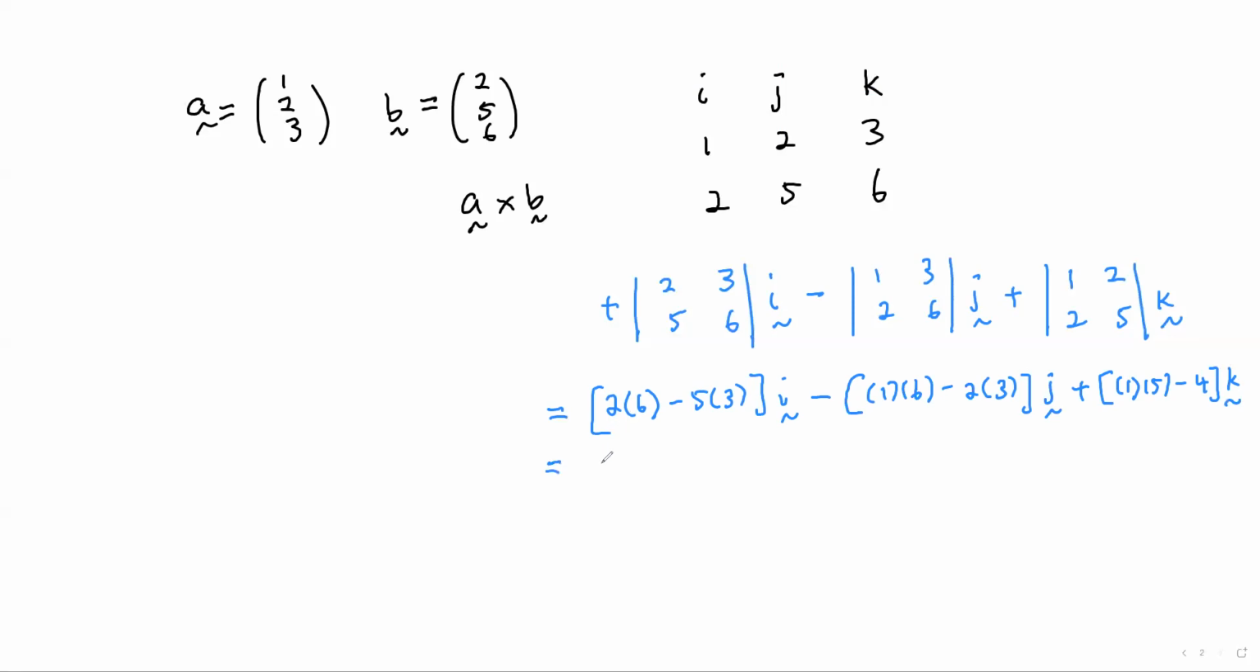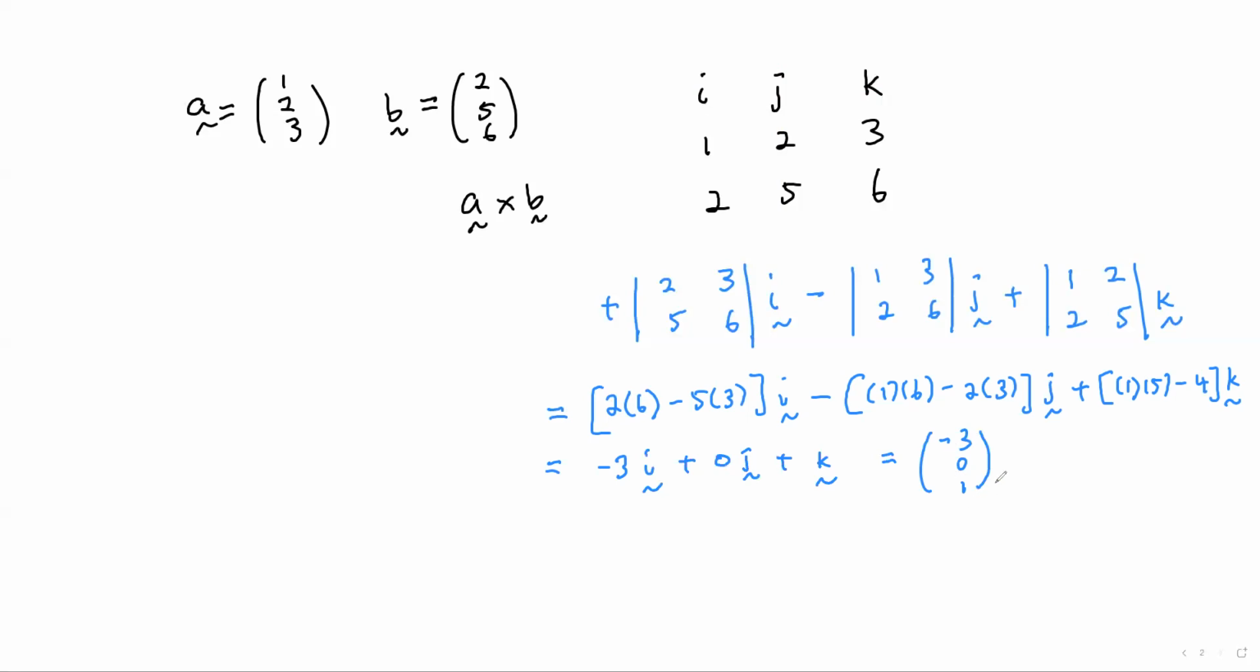That is 12 minus 15, so that will be negative 3i. And this is 6 minus 6, so that's 0. The J component doesn't exist, so it's 0J. And this one is 5 minus 4, so that's just k. So what does that tell us? This is actually another vector. I can write it in column vector form, which is negative 3, 0, 1.